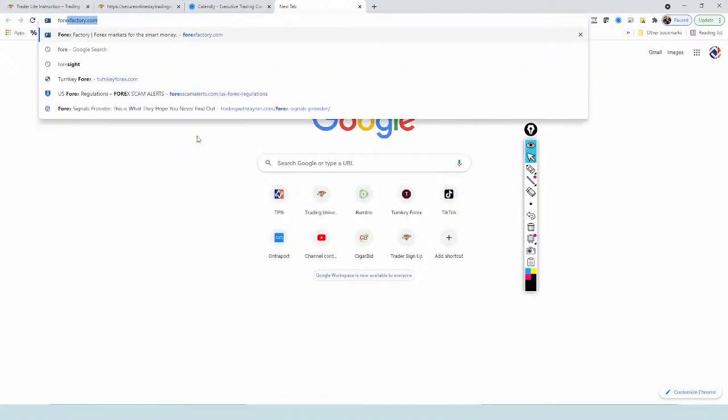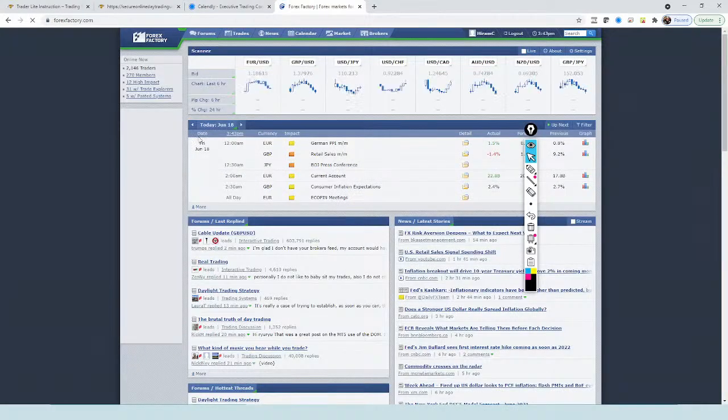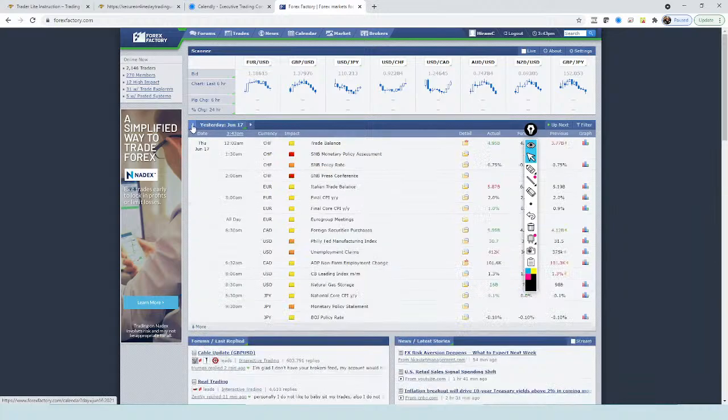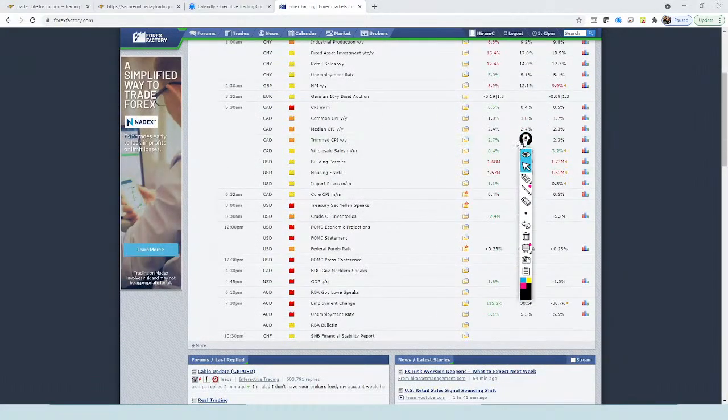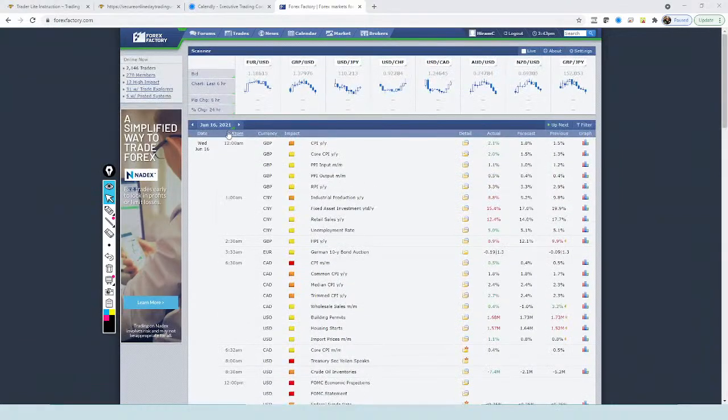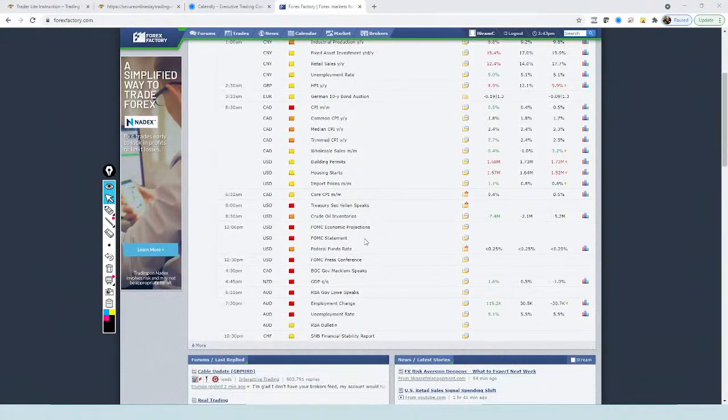So I'm going to go to Forex Factory. For those of you guys that were paying attention, on Wednesday, this is June 16th, 2021, this was Wednesday, right, 2 days ago, the FOMC had their fund rate decision, right? Okay.